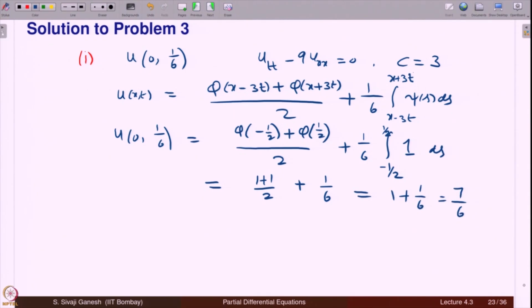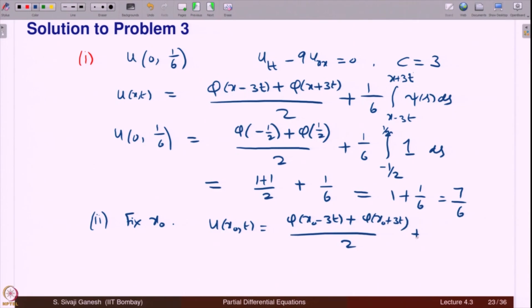Now, let us discuss the large time behavior. So, fix x naught. So, u of x naught comma t, we have the formula above, phi of x naught minus 3 t plus phi of x naught plus 3 t by 2 plus 1 by 6 integral from x naught minus 3 t to x naught plus 3 t of psi s ds. So, here we have two terms, let us call them a and b, and analyze them separately. So, what happens as t goes to infinity?